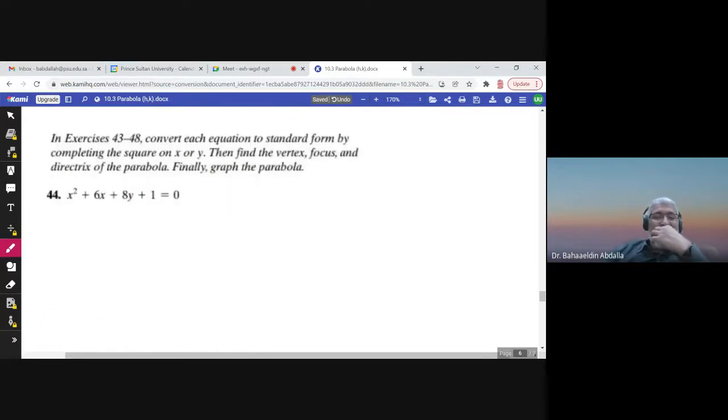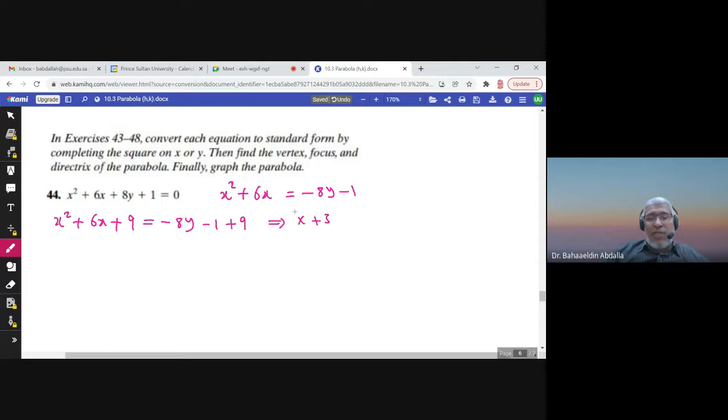Now we need to complete the square. Notice that x is squared, so I leave it on one side. And what is the number I need to add? 6 over 2 is 3, squared is 9. So (x + 3) squared equals -8y plus 8 minus 1 plus 9.